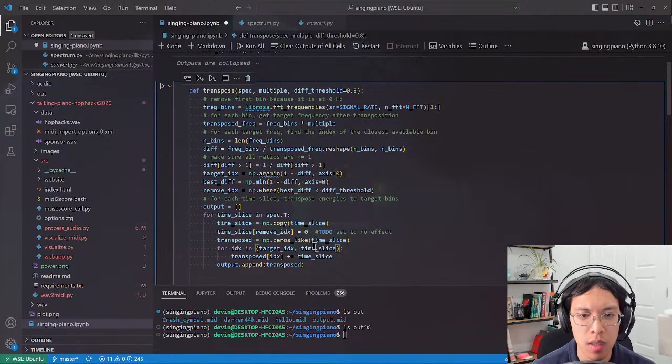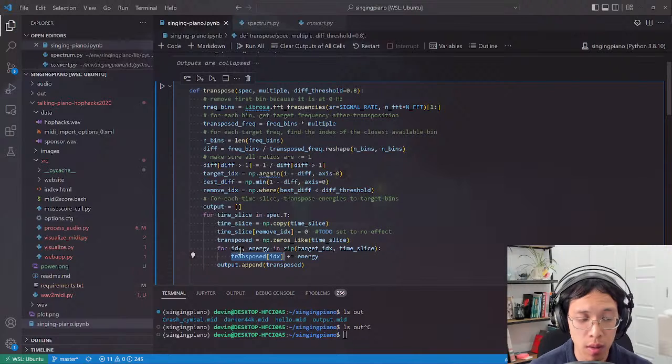So time slice gives you the energy at a given bin, and then the target index tells you where to put that energy in the transpose version. Right? So zip those together. We have index as well as the energy. So that's it. And the reason why I'm doing it this way with another loop is because this index could overlap, right? You could end up with two different source bins that get mapped to the same target bin. So that way I can add them up together.